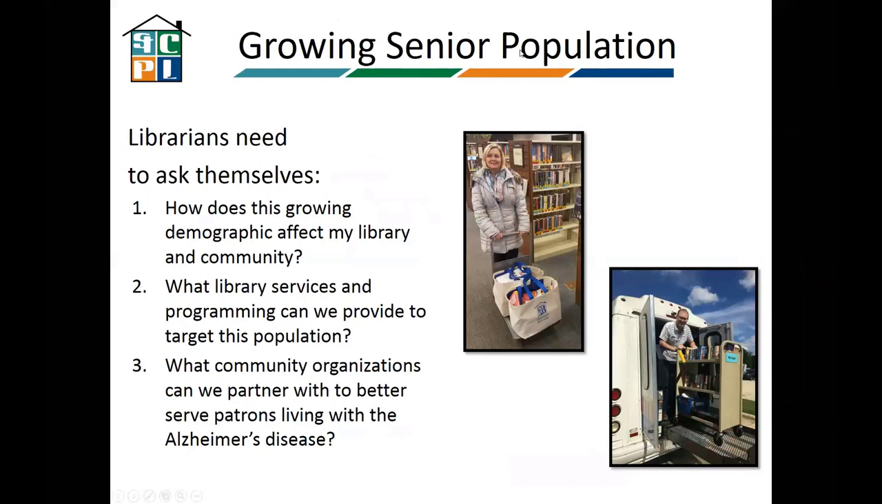As the number of seniors living in the United States continues to grow, including those diagnosed with Alzheimer's disease, libraries need to ask themselves the following questions. 1, how does this growing demographic affect my library and community? 2, what library services can we partner to target this population? And 3, what community organizations can we partner with to better serve patrons living with Alzheimer's disease?